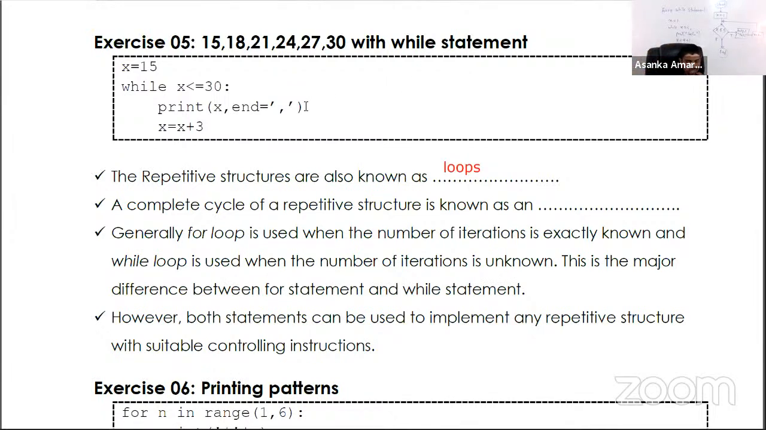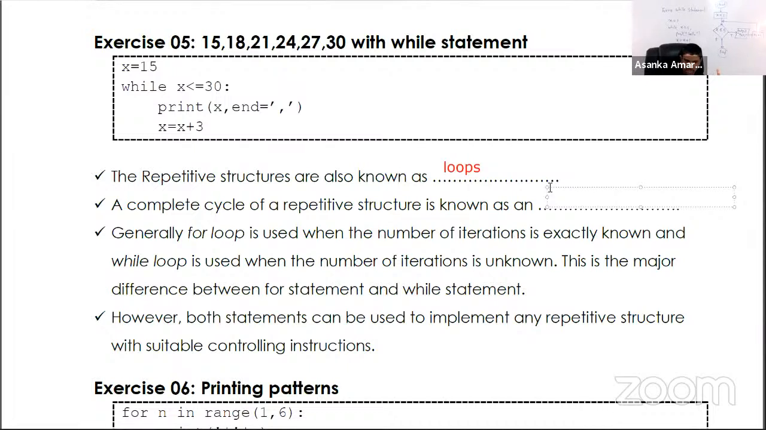Okay, a complete cycle of a repetitive structure. Complete cycle, the set that has to repeat once. That is a complete cycle of a repetitive structure. You have heard this term cycle. Normally in physics and engineering, the term cycle is very common.